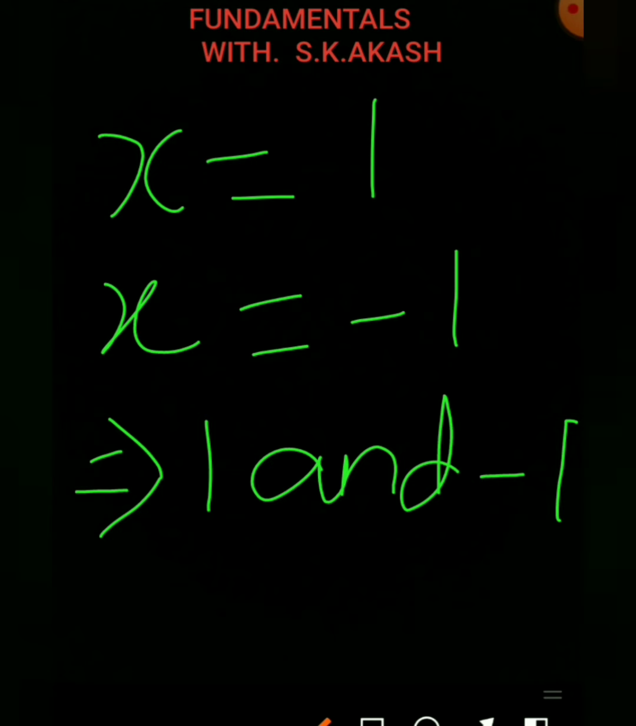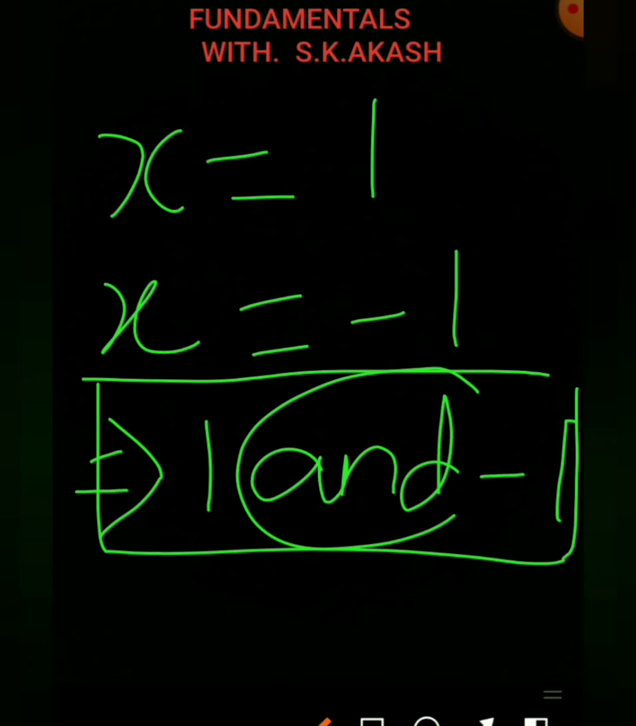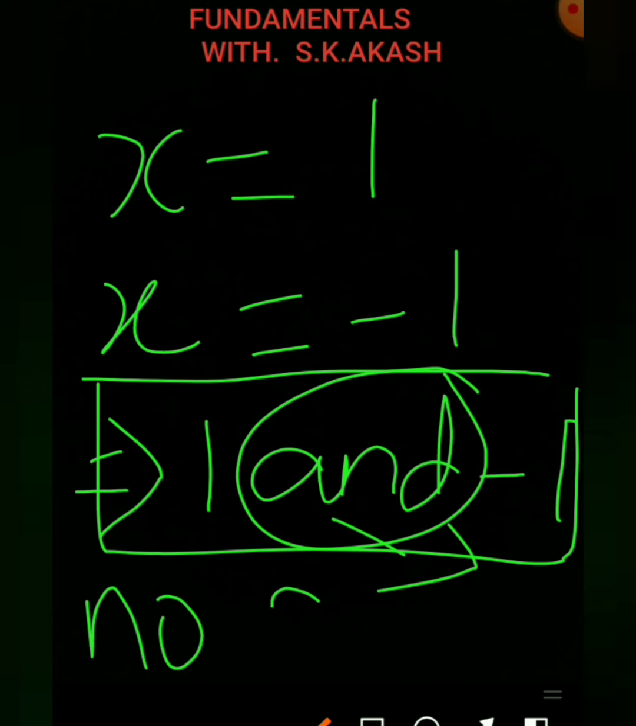Here you see the conjunction is and. So x cannot simultaneously equal 1 and minus 1. This situation is not possible, because the conjunction used is and: x equal to 1 and x equal to minus 1. It cannot be simultaneously positive and negative. So this condition has no solution and this will not happen. Clear?